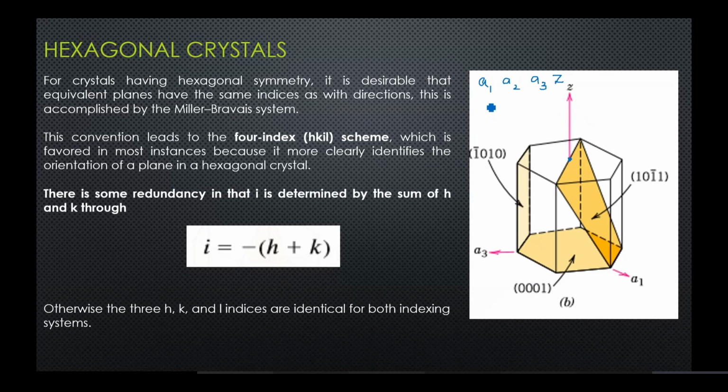All right, so for a1 it is 1, for a2 it is 0, for a3 it is -1, for z it is 1. Taking the reciprocal, infinity becomes 0, so it would be 1 0 -1 1, or 1 0 1 bar 1 in the square, in the curly brackets. That would give you the Miller indices for the plane. Clear enough? Yes, sir. All right.